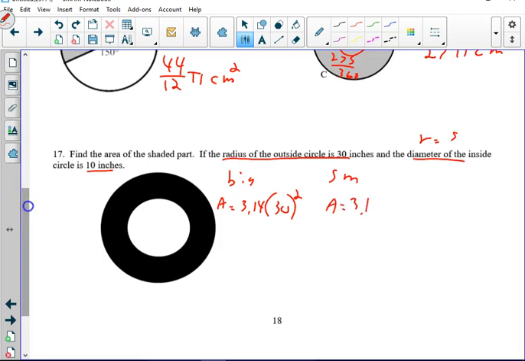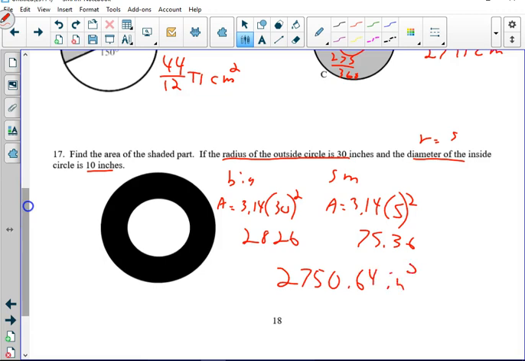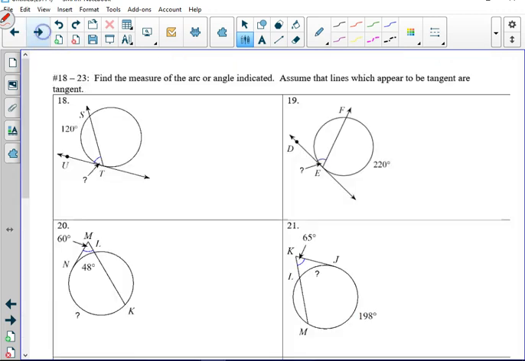Area equals 3.14 times 5 squared. Well, this ends up being 2826, and this is 75.36. When you subtract them, you get 2750.64 square inches. So just be very careful and go slowly. Don't be in a rush. Pay attention to the details.